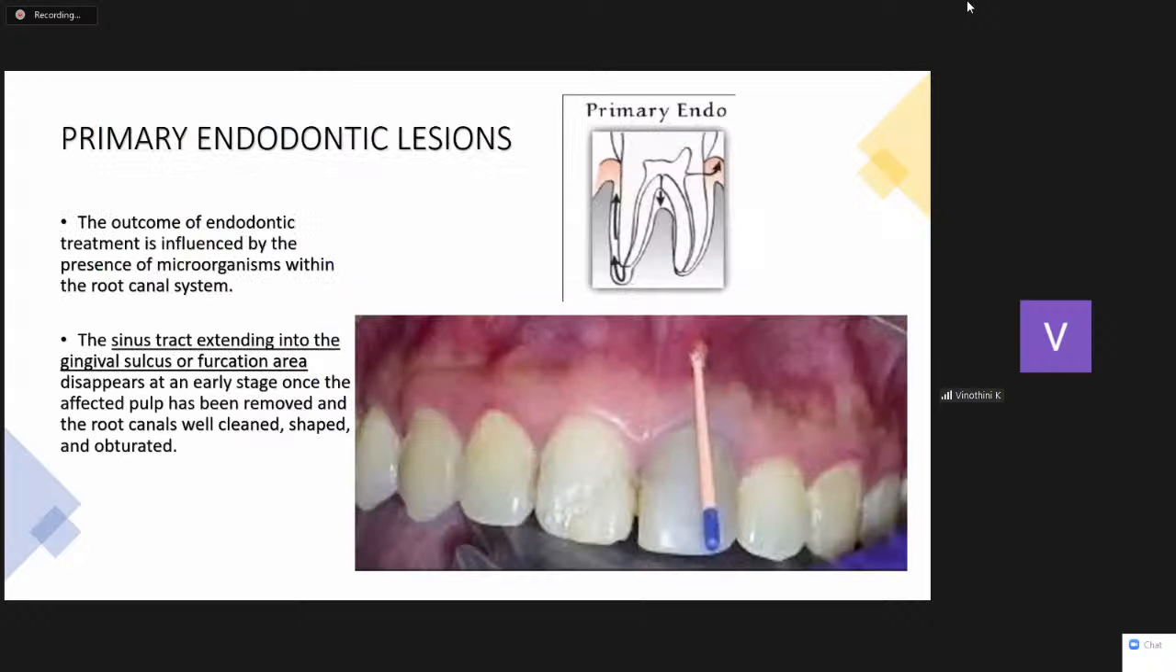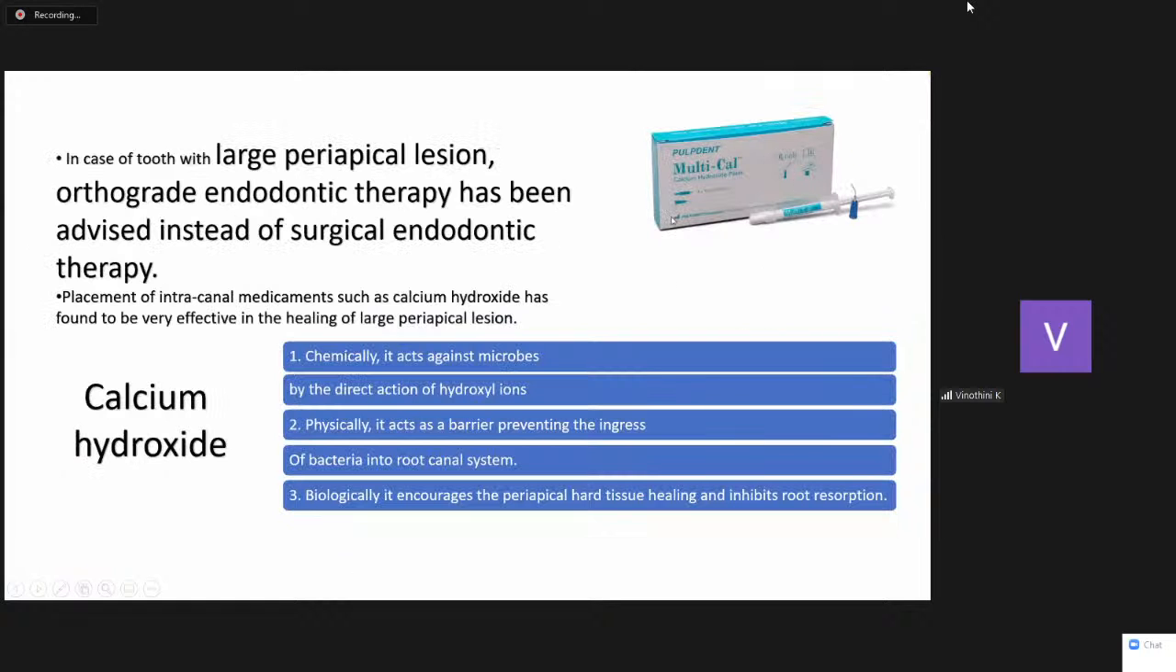What is the management for a primary endo lesion? Obviously a primary endo lesion may also have a sinus tract, but this could go away after RCT. This heals on its own and has nothing to do with the sinus tract. If you do your BMP and obturation, this will heal on its own. This is a primary endo. With the help of calcium hydroxide, which acts chemically, physically, and biologically, even a large periapical lesion we can slowly manage by non-surgical management instead of any surgical therapy.